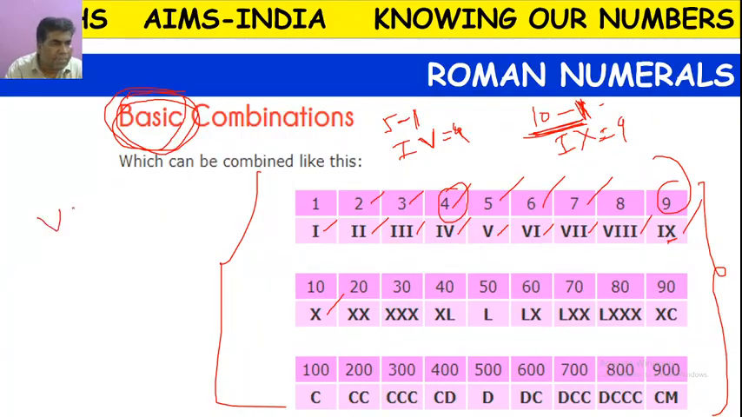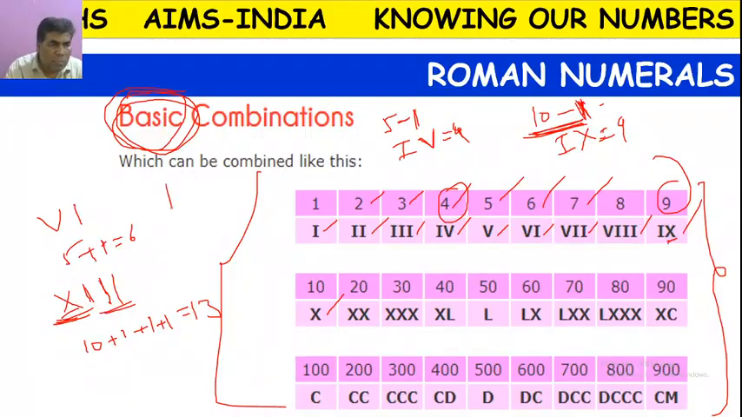If they write a bigger number after a smaller number, then what do we have to do? We have to add: 5 plus 1 equal to 6. Or if they give XIII, first X is the biggest number, and after the biggest number we are having smaller numbers. So then we have to add 10 plus 1 plus 1 plus 1. That is equal to 13.